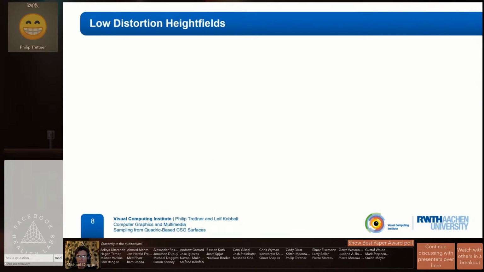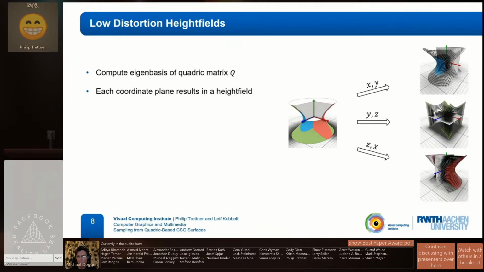So let's continue with the low distortion height fields. We take a quadric surface and compute an eigenbasis of the quadric matrix. And this is a natural coordinate system of a quadric. In this coordinate system, we can take each coordinate plane and shoot a ray perpendicular to it, either in the positive or negative direction, and intersect that with the quadric surface itself. The result is that we get 3 different height fields.